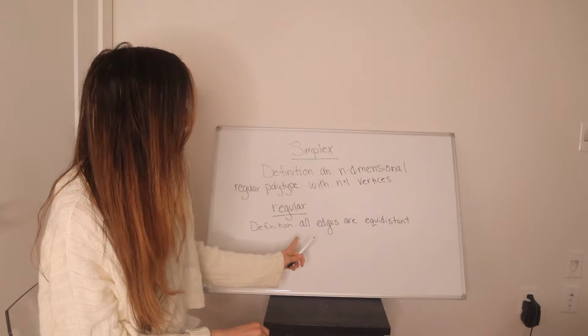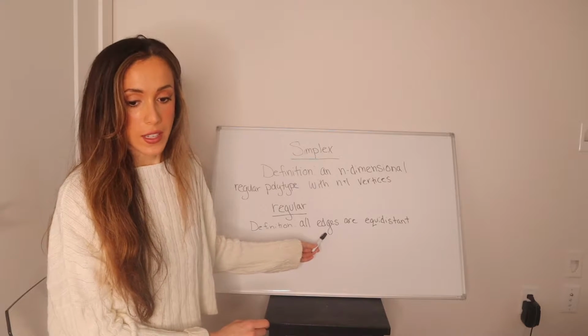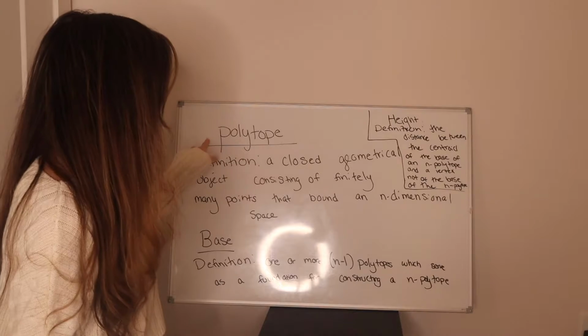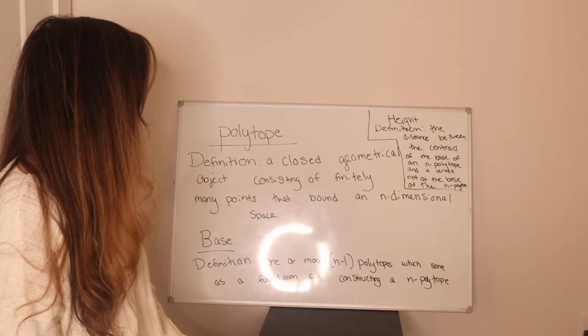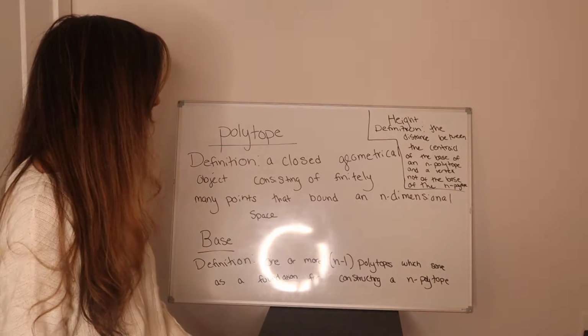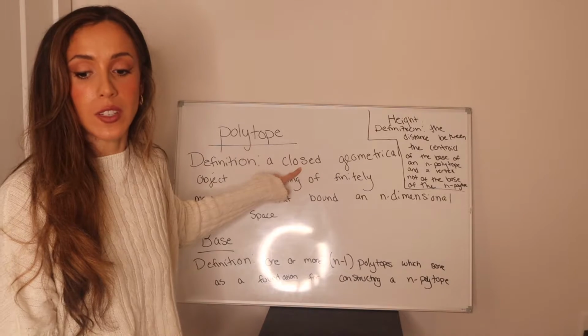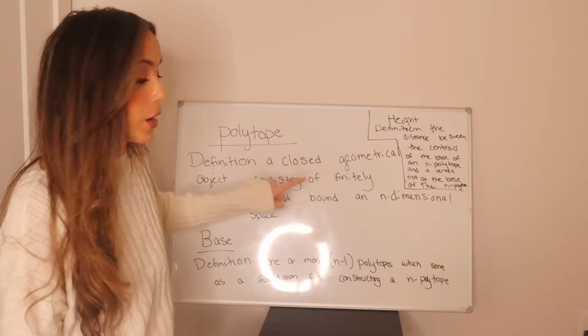Regular definition: all edges are equidistant. The edges are the line segments between two vertices or points. Polytope definition: a closed geometrical object consisting of finitely many points that bound an n-dimensional space. By closed, I mean its surface is connected and all of their surfaces are connected and so on.